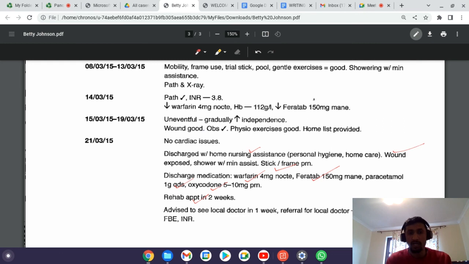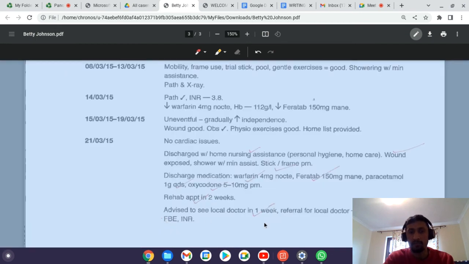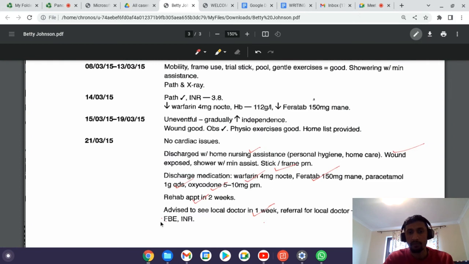All right, that's fine. So rehabilitation appointment in 2 weeks. Okay. Advised to see local doctor in 1 week time, and referral for local doctor suggests repeat FBE and INR. Okay. So what we are writing this letter for, because that's already mentioned. That's why we are writing this letter.